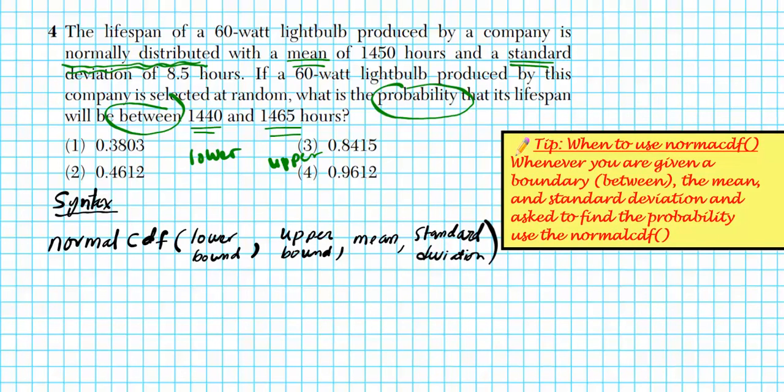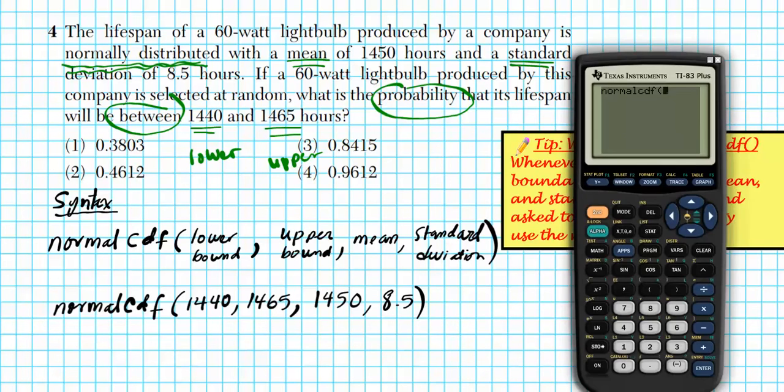Okay, so let me show you exactly what the values that I'm going to be entering in the calculator are. So we're going to do normal cumulative distribution function. The lower bound is the smaller of the two. So 1440, comma upper bound 1465. The mean is 1450, and your standard deviation is 8.5. Okay, so that's exactly how we'll enter it into our calculator.